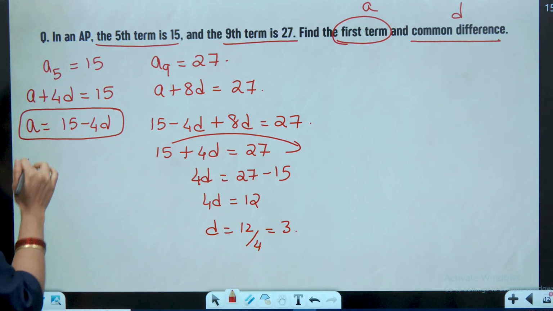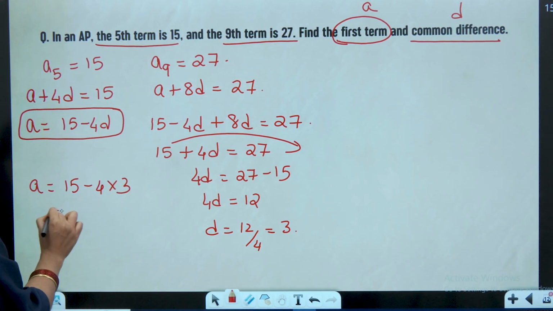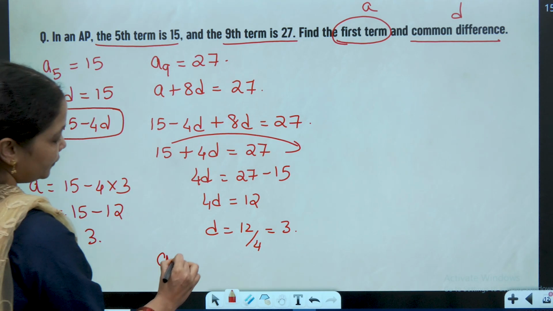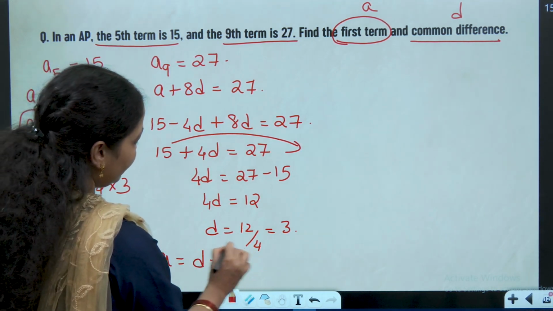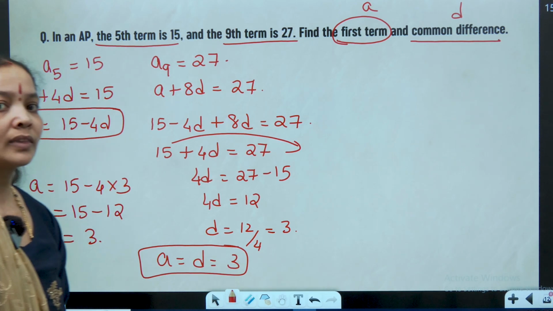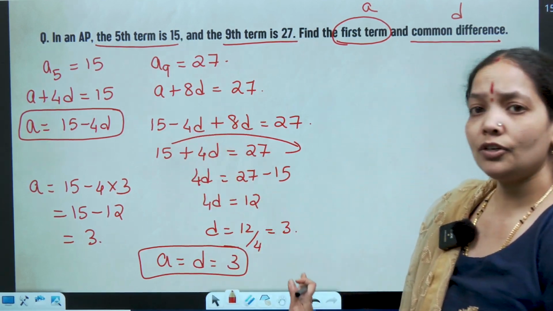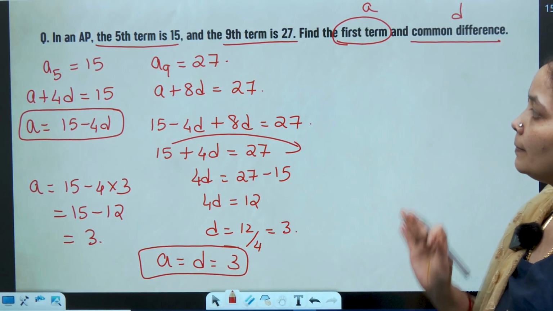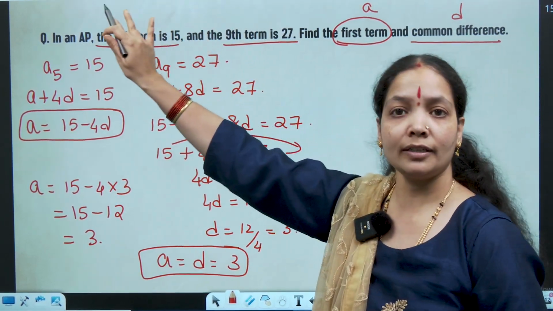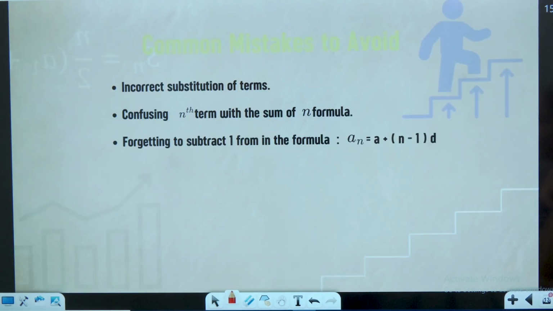Once I got the D value, I'll substitute it here again. A is equal to 15 minus 4 into 3. That is 15 minus 12, which is 3 again. So my common difference as well as the first term are both equal. I'll conclude the answer in a proper manner. So once I read the question and understand the concept, all the questions given to me will be very simple. The major thing is I have to read the question properly, highlight the given terminologies and then do it in a systematic manner. Moving ahead to the next question, all of you.